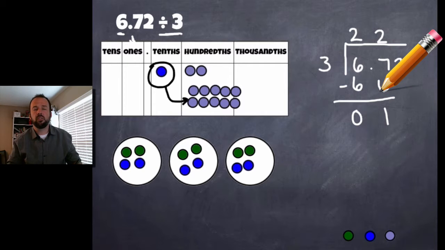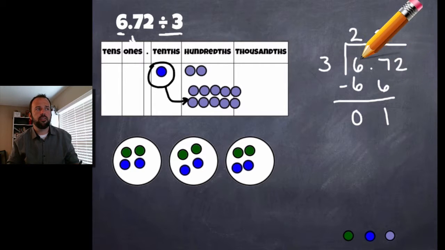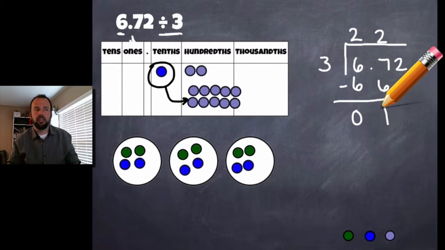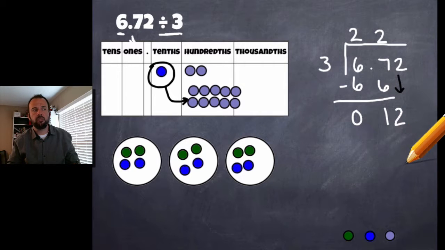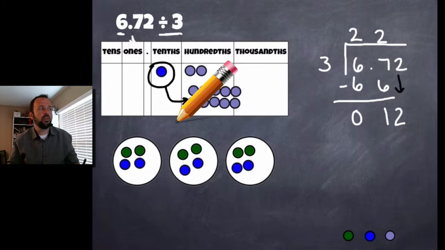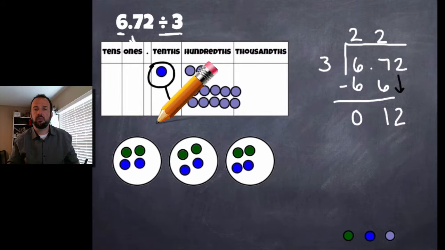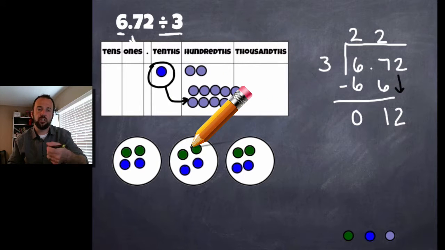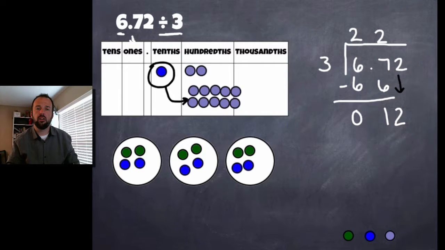Similarly, over here, if I was following my steps, I would have divided and then subtracted, which I got my 1, and then I'm going to bring down this 2, which means I would have 12 left to divide, 12 hundredths left to divide into those three groups, okay? So can I share 12 hundredths equally among these three groups? Well, I'm going to try it out. You guys try it out, and then we'll come back together and talk about it.